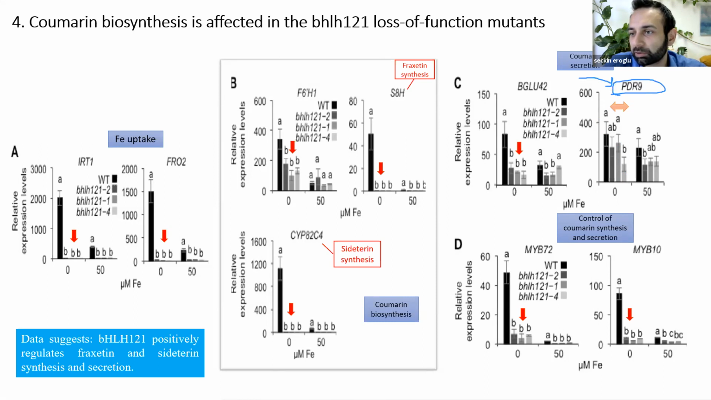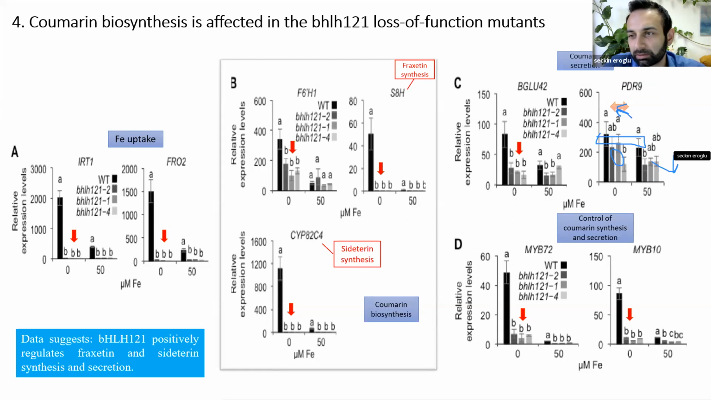And now I notice, under iron sufficiency, we have this expression level. And under iron deficiency, we have almost the same expression level. So this gene is not really overexpressed upon iron deficiency. You see, they are also similar. So I wouldn't expect the mutant to have much less.